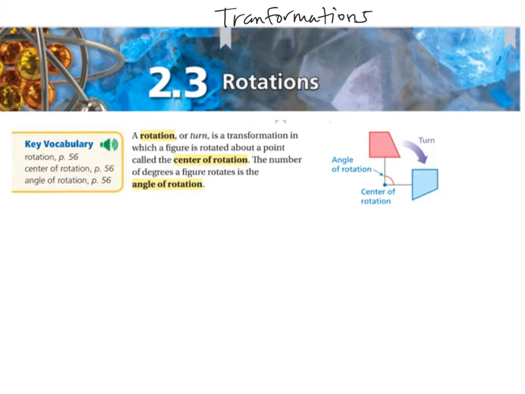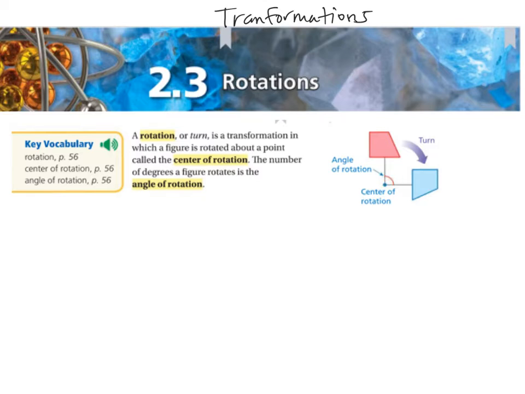So a rotation is a turn of a figure around a certain point at a specific angle. Okay, so we have this point. It's like this string hanging on it, and we're going to take this thing and we're going to turn it around this specific center of rotation, is what it's called. So the vocabulary, center of rotation, is the point at which it turns from, and then that creates this angle.